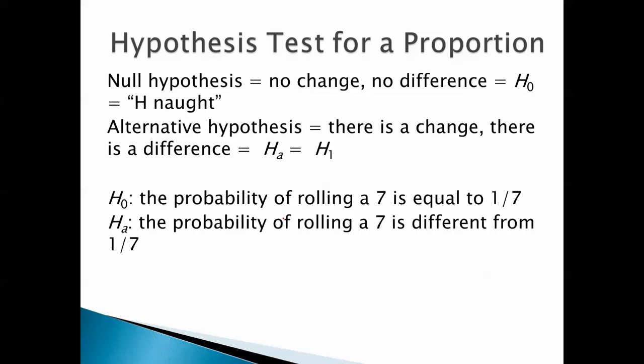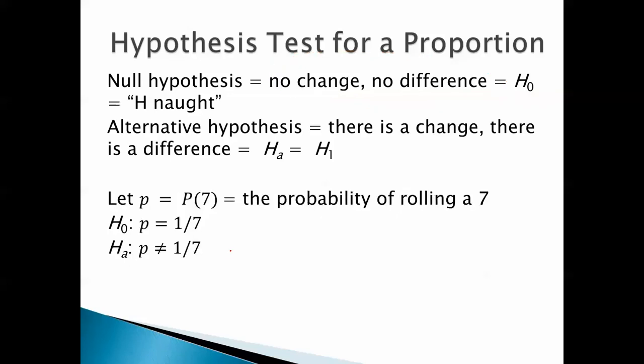Okay, in this case, our null hypothesis, h sub 0, is that the probability of rolling a 7 is equal to 1/7. Again, that's because no change, no difference. Rolling a 7, same probability as rolling a 6 or a 5. Yeah, they're all the same. The alternative hypothesis is that there is a change. There is a difference. So in this case, that would be the probability of rolling a 7 is different from 1/7.